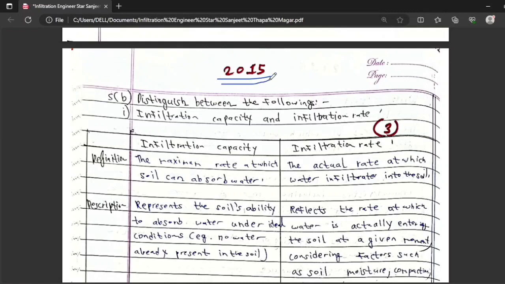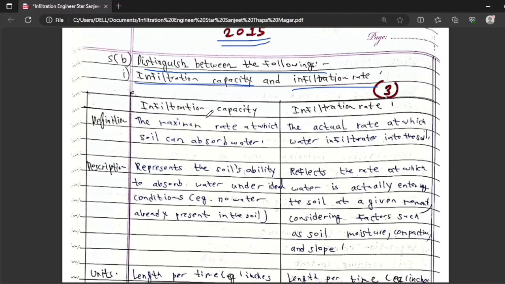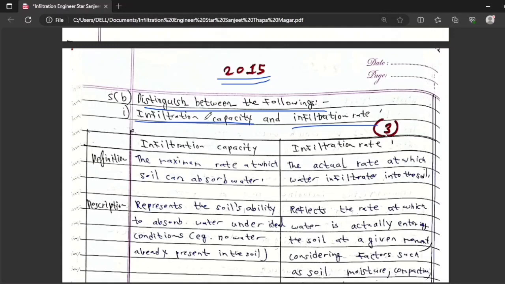Next is 2015. Distinguish between the following: infiltration capacity and infiltration rate. Infiltration capacity is the maximum rate at which soil can absorb water. If the precipitation is more than infiltration capacity, then only the amount of infiltration capacity is infiltrated and the remaining will be runoff.